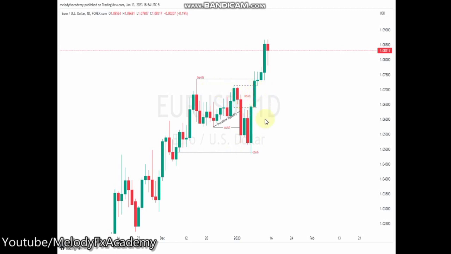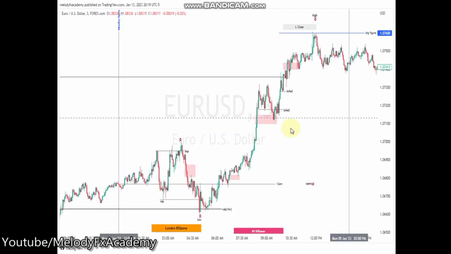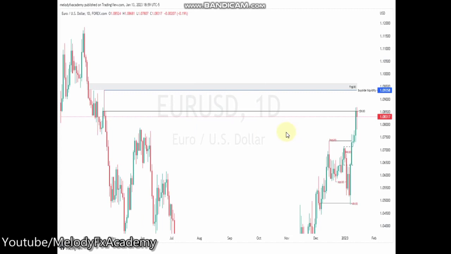So now I'll talk about where I'm anticipating price to be reaching for as my drawn liquidity. Currently you can see we are trading at premium. We are trading currently at this rejection block, right? And we have this fair value gap and this buy side liquidity. So I'm expecting price to keep expanding, to keep going up. These are the two levels I'm expecting price to be drawn to next week.